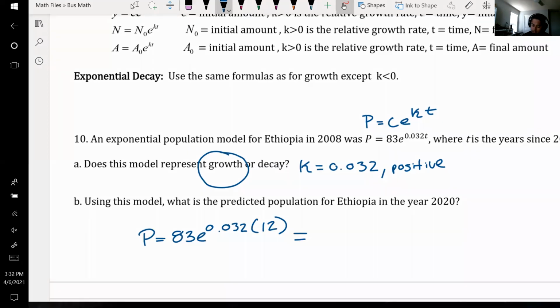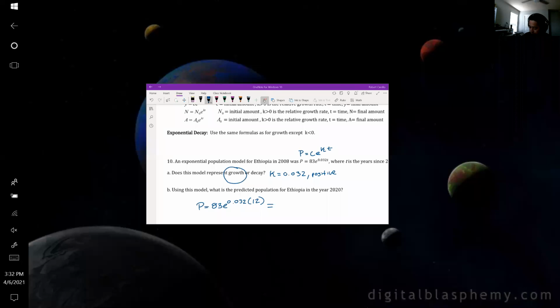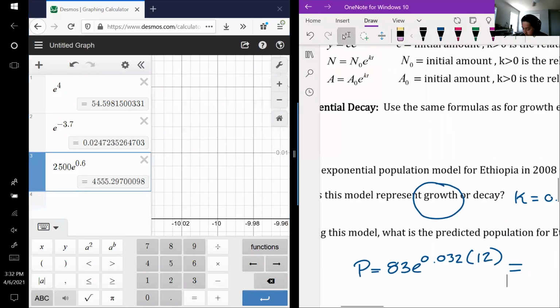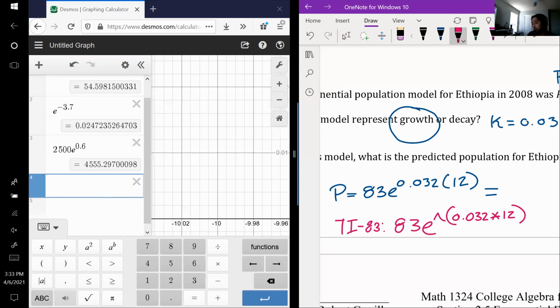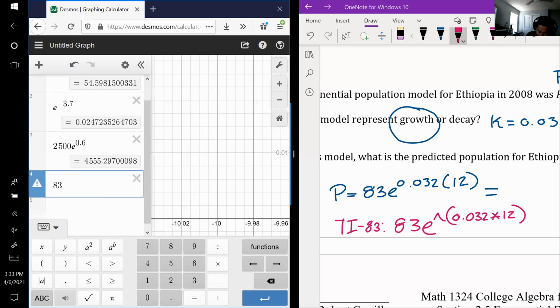And again, I'll use Desmos. Why not? And for your calculator, you type it in just like that. And for Desmos, I'd type it in just like that. Oh, well, actually for yours, since it gives you the caret, for your TI-83, you're going to do the e button, and it does the caret. So what you're going to do is have everything in parentheses. You're going to do 0.032 times 12, and then close your parentheses. So that's how you'll type it in.